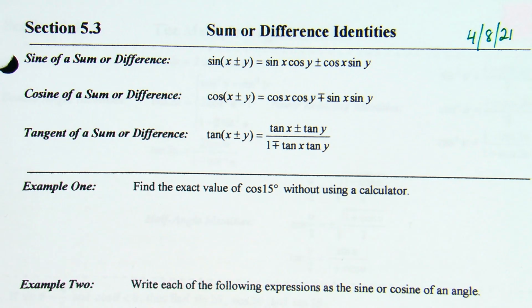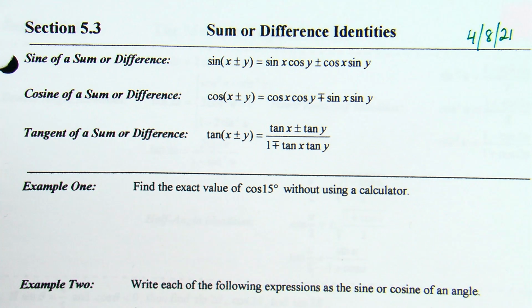We are learning more identities. Specifically, it's just one more set that we're adding today. And these are called your sum or difference identities. We have sine of a sum or difference, cosine of a sum or difference, and tangent of a sum or difference. So today it's all about how do we use these. We'll have to apply them in later lessons still. So today is just learning how to use them.